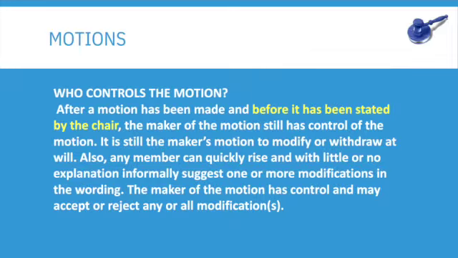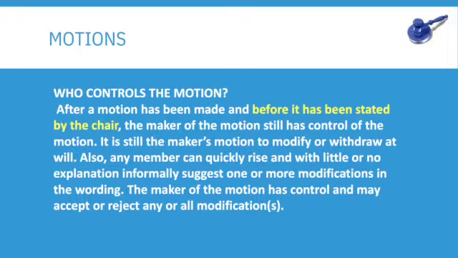So who controls the motion? After the motion has been made, and this is very important, before it has been stated by the chair, the maker of the motion still has control of it. It is still the maker's motion. They can modify or withdraw it at will. And this is before it is stated by the chair.